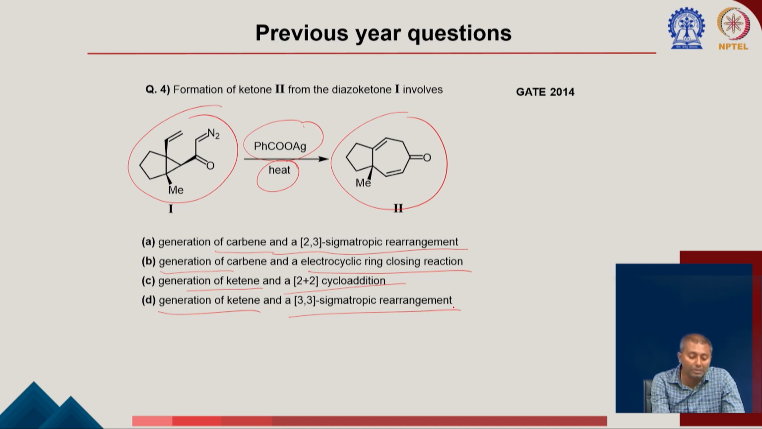Again, this is an alpha keto diazo compound, a diazo ketone. Now if you have this diazo ketone, let us see what is going to happen. There is a 5-member and a 3-member ring here, and then there is a double bond here, there is a methyl group here, CO and N2.